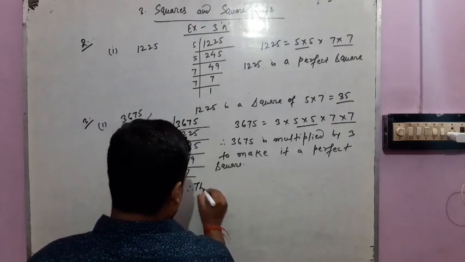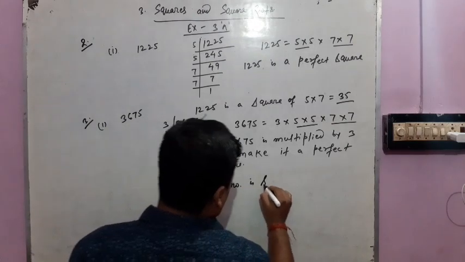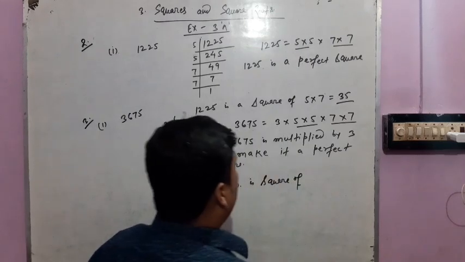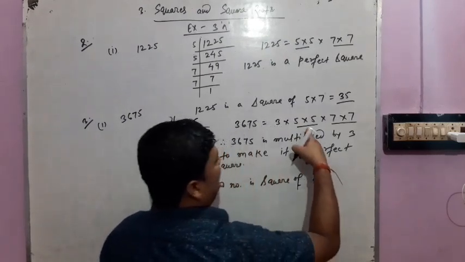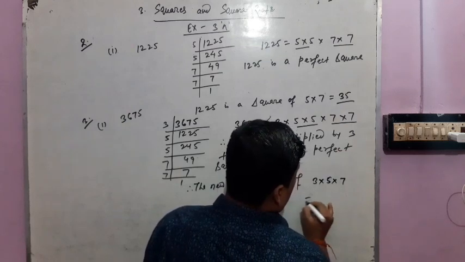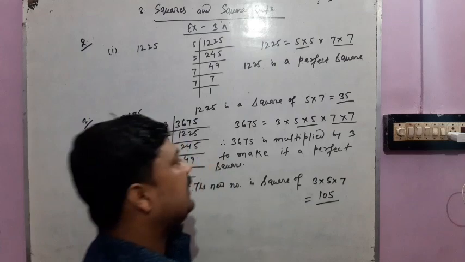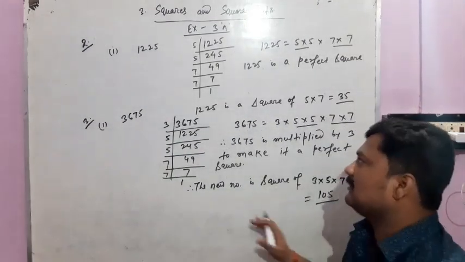Therefore the new number is a square of which number? Now here the pair of 3 is completed, so you have to write here 3. The pair of 5 is also completed here, 5 and 7. So 5 threes are 15, 7 fifteens are 105. The new number is the square of 105. In the same way you have to solve the rest of question number 3.